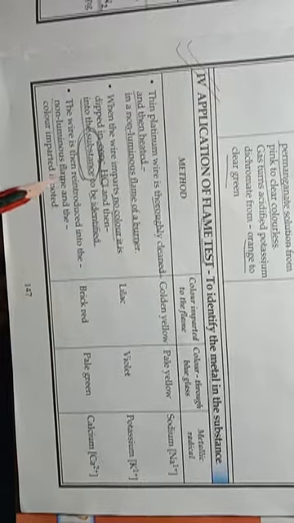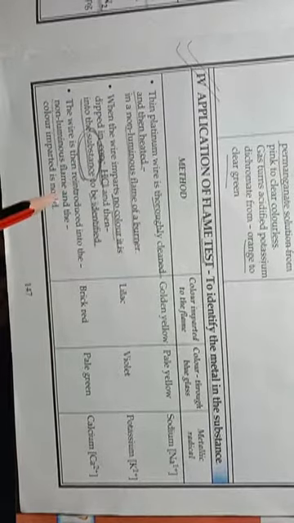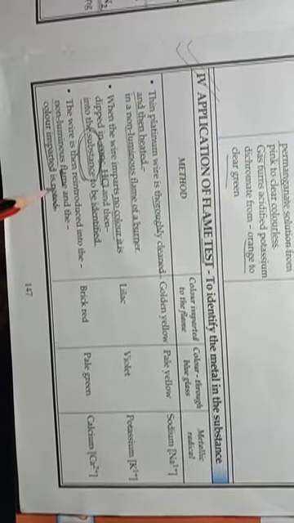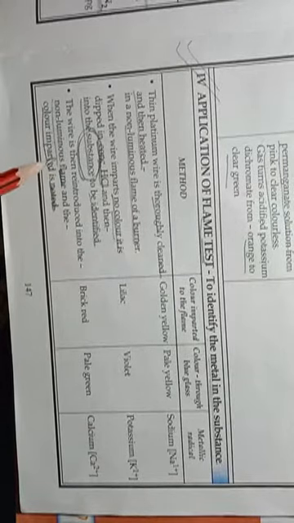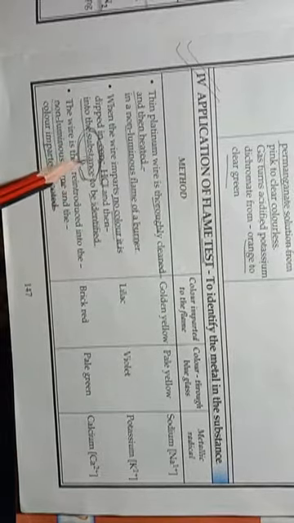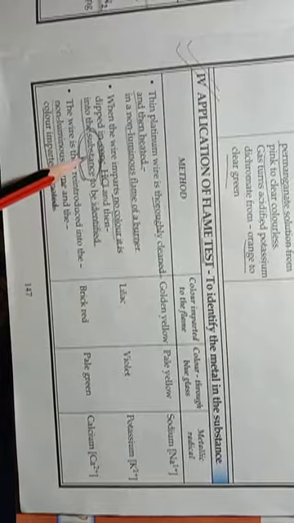The wire is then reintroduced into the non-luminous flame and the color imparted is noted. Okay, so in the non-luminous region of the flame, different metallic ions impart different colors to the flame, and this way of testing a particular metallic ion is known as the flame test.